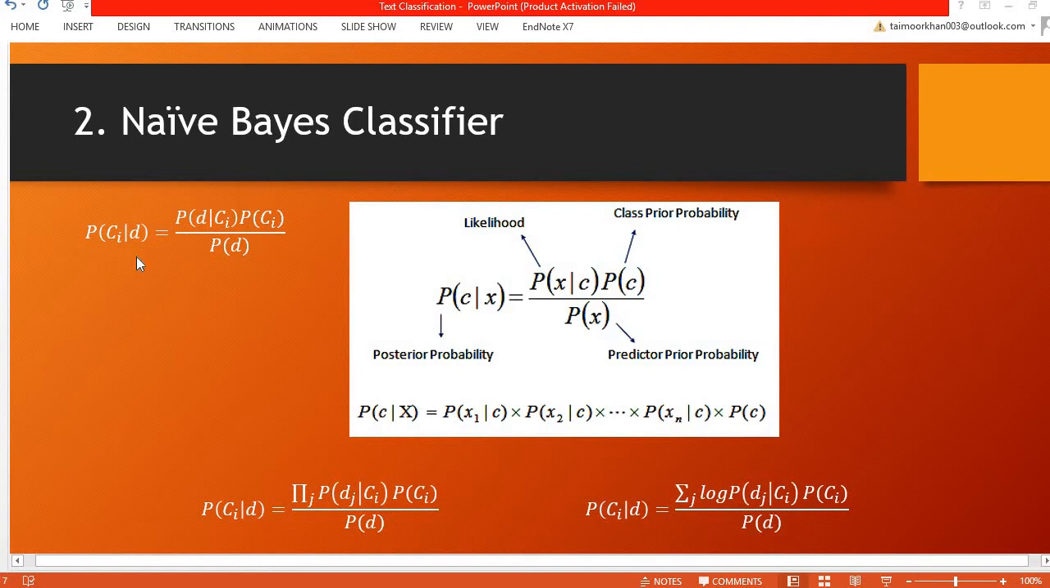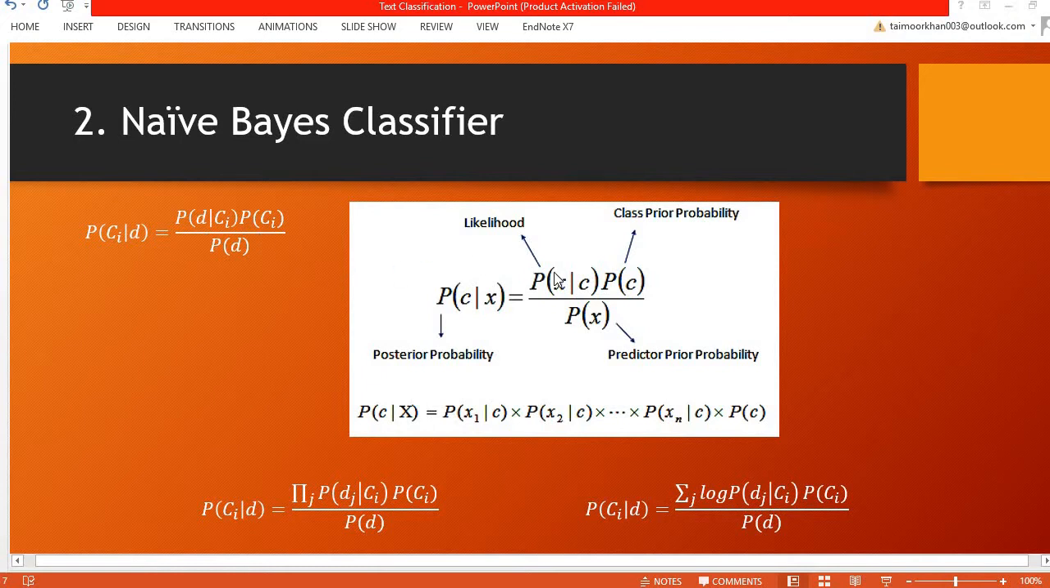what is the probability of C2 given the document D, and in the same way what is the probability of C3 given the document D. Among all these probabilities, the class that has the highest probability given this document has its label assigned to the unseen document. It is evaluated with the formula given on the right side.